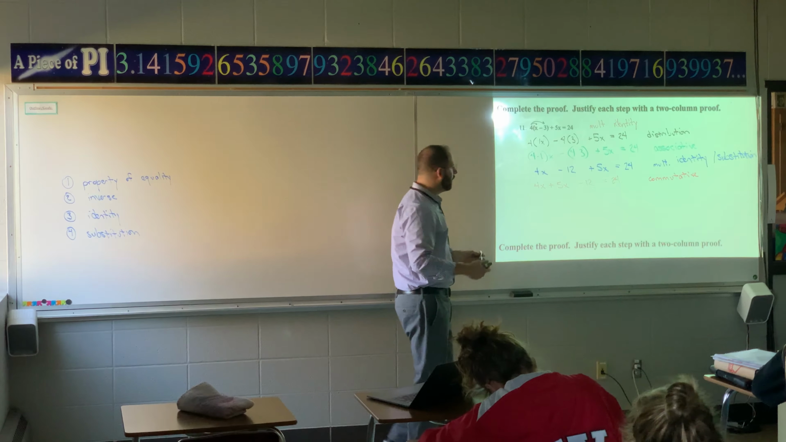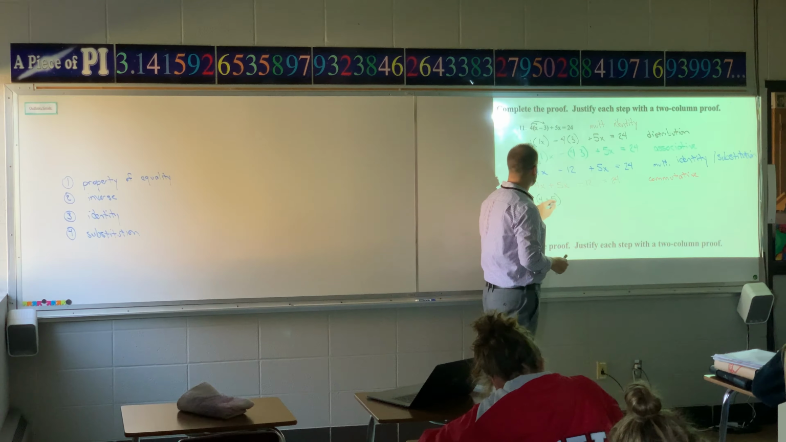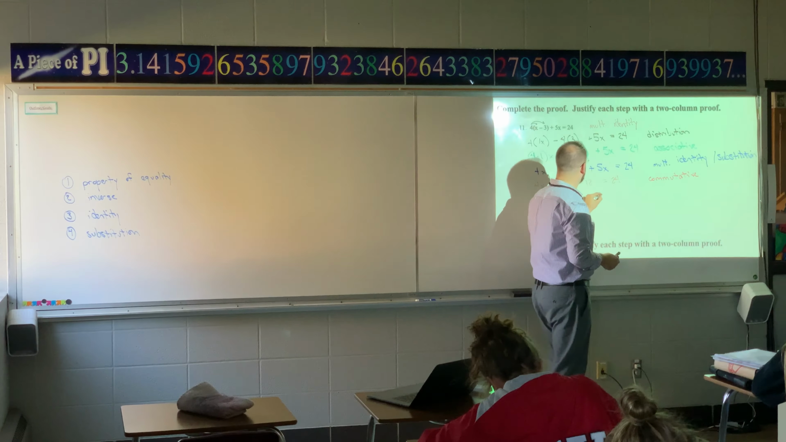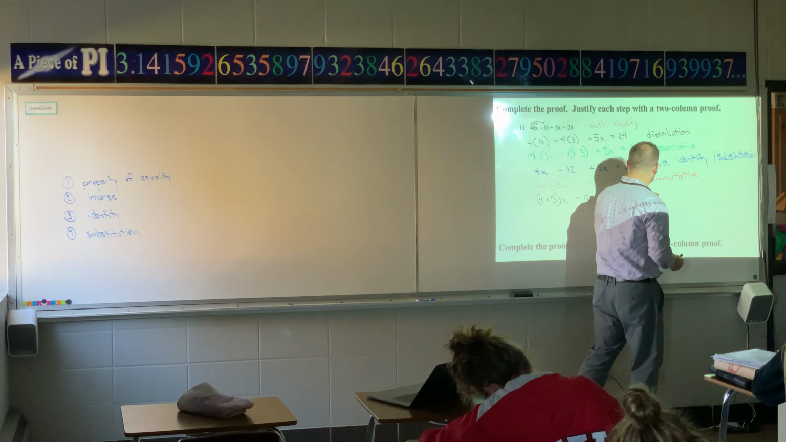Now I can factor out the x. So I can actually add the 4 and the 5 together. That is called factoring, or reverse distribution. I like to call it factoring. It is also called reverse distribution. Now I can add those together. 4 plus 5 is 9.